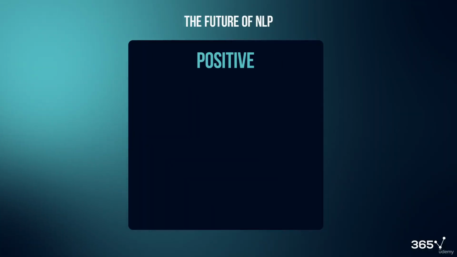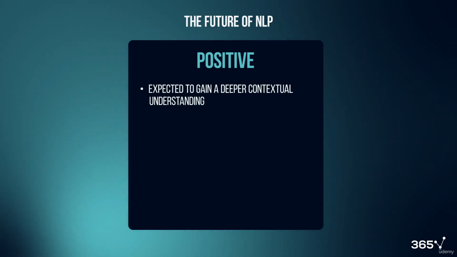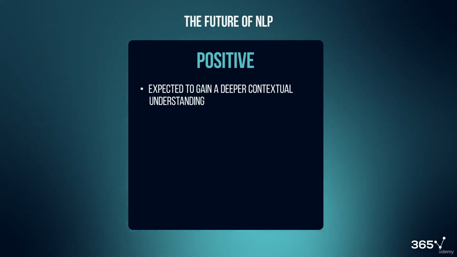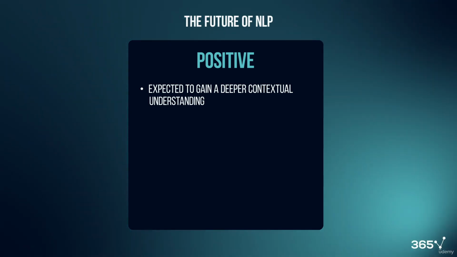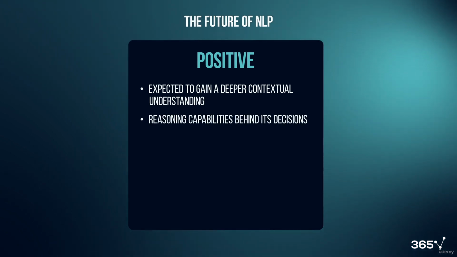The field of NLP is expected to continue to evolve rapidly, with technological advancements and the increasing availability of large-scale datasets for training. Here are some ways we can expect NLP to evolve over the next few years. The first is that NLP is expected to gain a deeper contextual understanding, so getting better at understanding semantics and general word knowledge, and even being able to have reasoning capabilities behind its decisions.